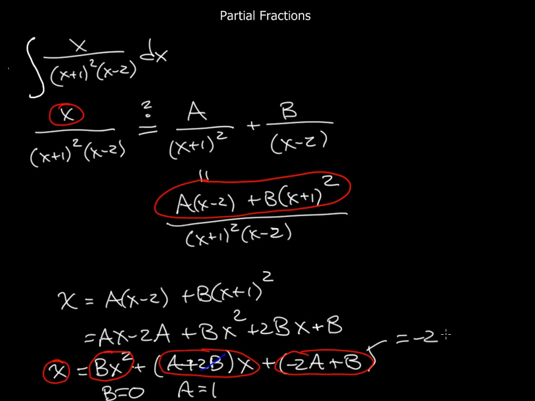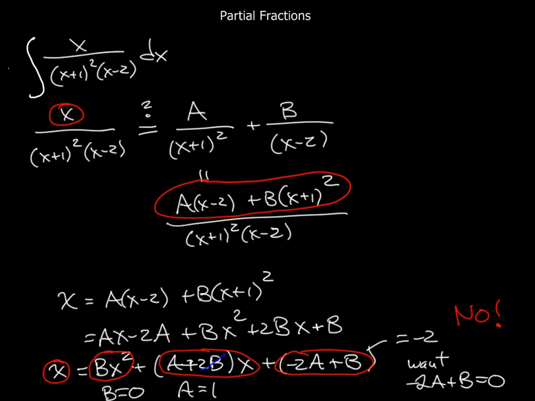And that's a bummer. That's too bad, because that was supposed to come out to be 0. And it didn't. And I have no flexibility left. A and B were forced on me. And so I lose. This didn't work.